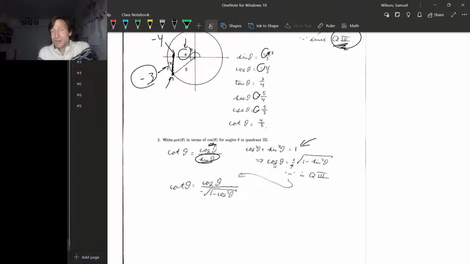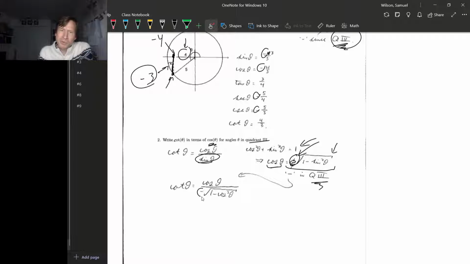So we can use this to solve for sine theta, but again, we have to take a square root. And when you take a square root, you have to think about what quadrant you're in to figure out if you want the positive or the negative. Well, cosine is negative in quadrant 3. The square root itself is positive, so we need to choose the negative here to force this expression to come out negative because we're in quadrant 3. So cosine theta over sine theta becomes cosine theta over negative square root of 1 minus cosine squared theta.